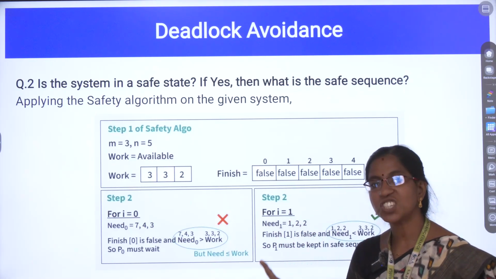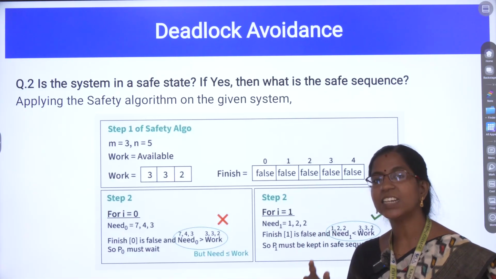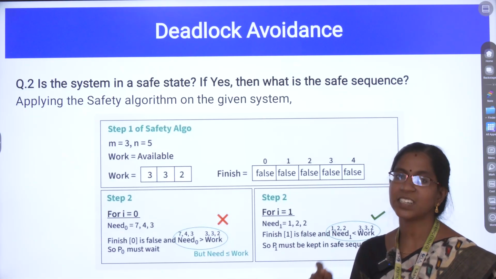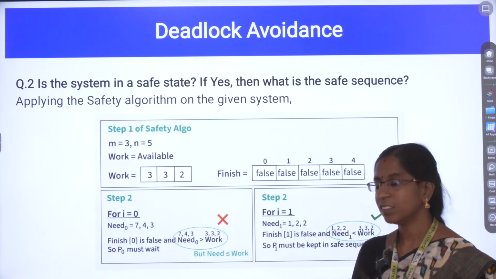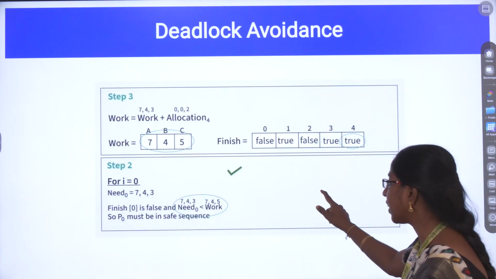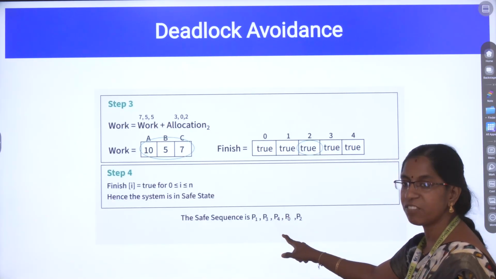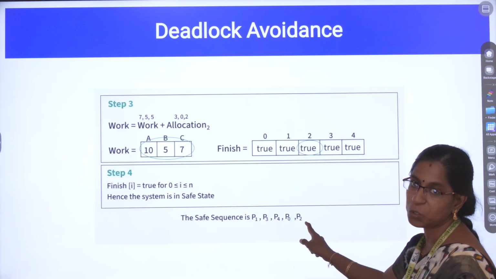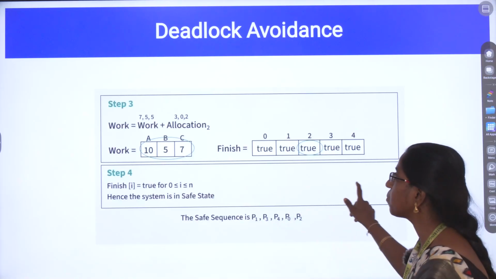This is the iteration value. Circularly we check whether need is less than work; if the condition is true, we can get the sequence of processes in a safe state. So for this problem we get the sequence P1, P3, P4, P0 and P2. This is the safe sequence of the given processes.